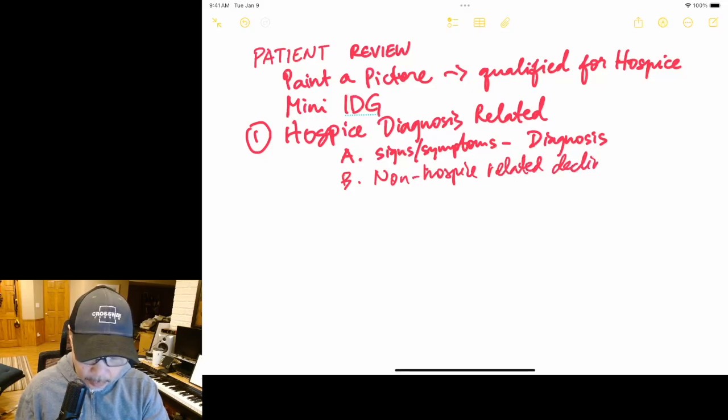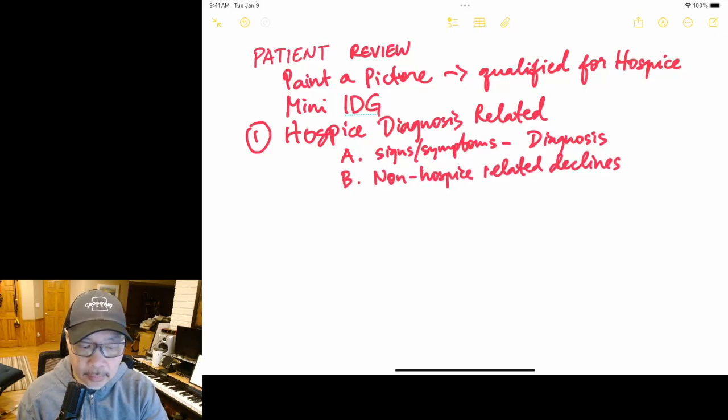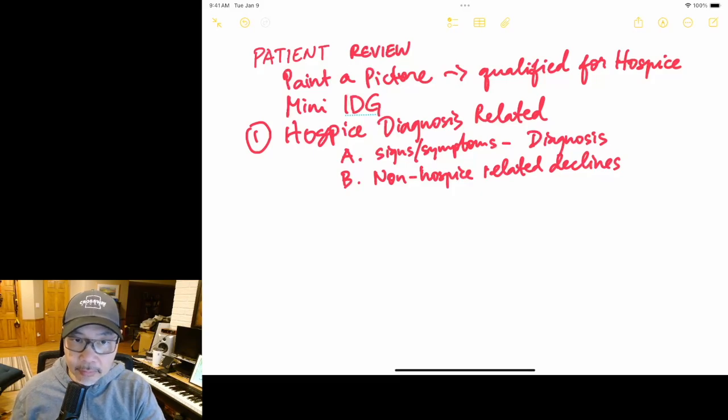So it could be the non-specific stuff, losing weight, getting weaker, getting more confused, which may or may not be related to the hospice diagnosis. But I don't want to start with all the other things going on without addressing first why they're on hospice and what their diagnosis is. So please talk first always about diagnosis related things.